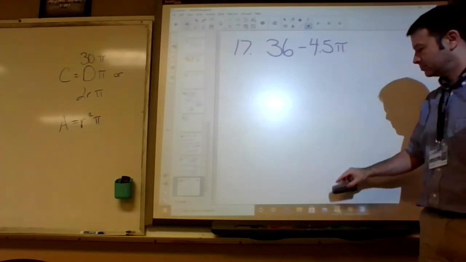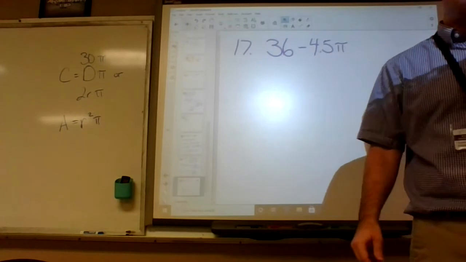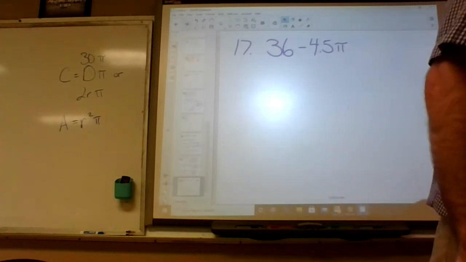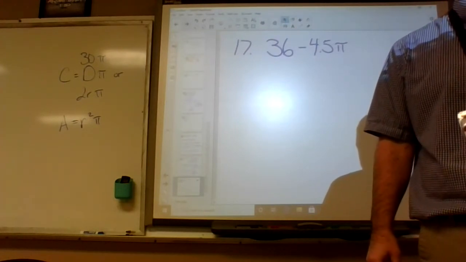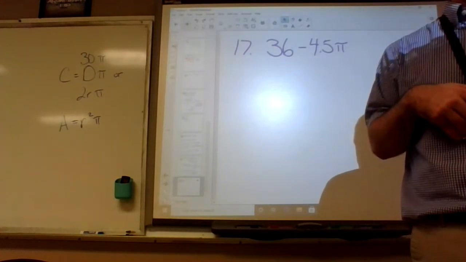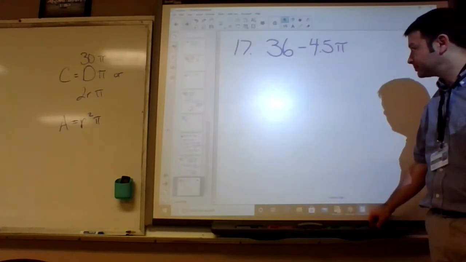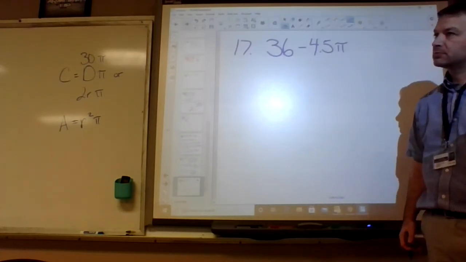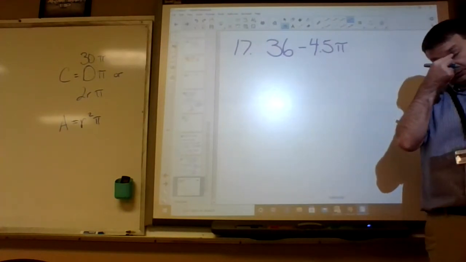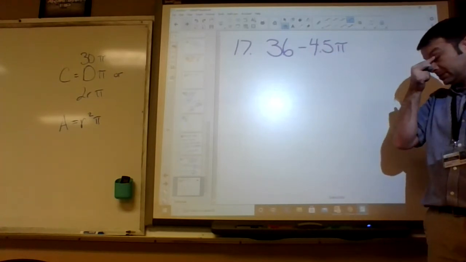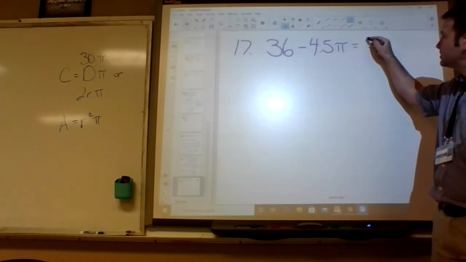36 minus 4.5. 99. No, that's not right. Did you put 4.5 times pi? 36 minus 4.5 times pi. Or did you hit plus maybe? That was the problem, instead of a minus. Oh, I forgot to add the point. I think 21.9.